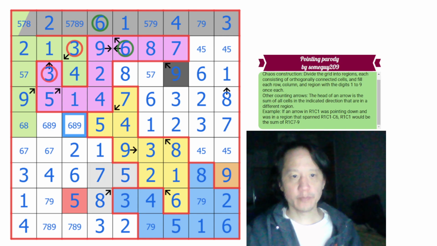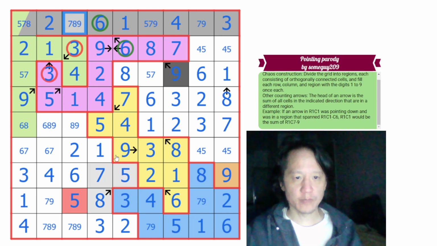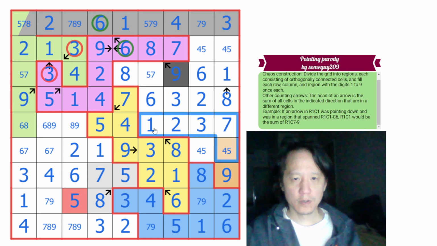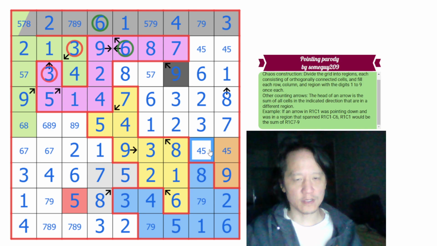So this can't be 6. This can't be 5. Orange must go up here. Okay, so then if it goes up here and it avoids this, how does that work? I don't even think it does, right?